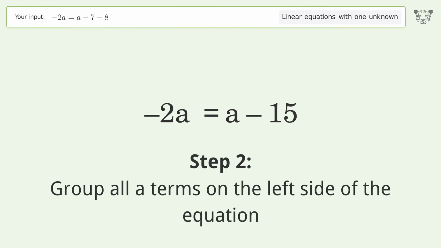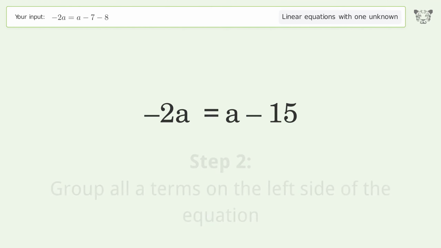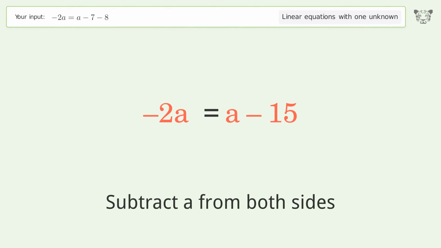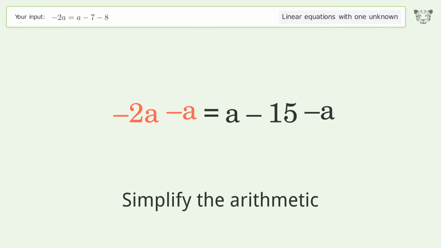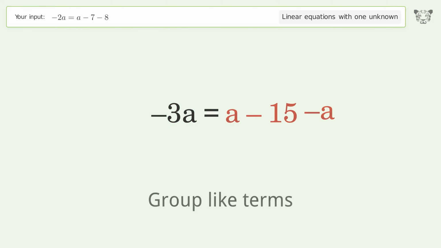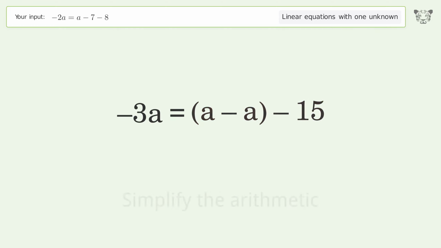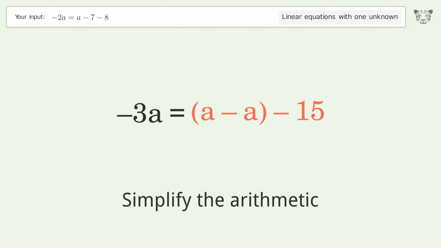Group all a terms on the left side of the equation. Subtract a from both sides. Simplify the arithmetic. Group like terms. Simplify the arithmetic.